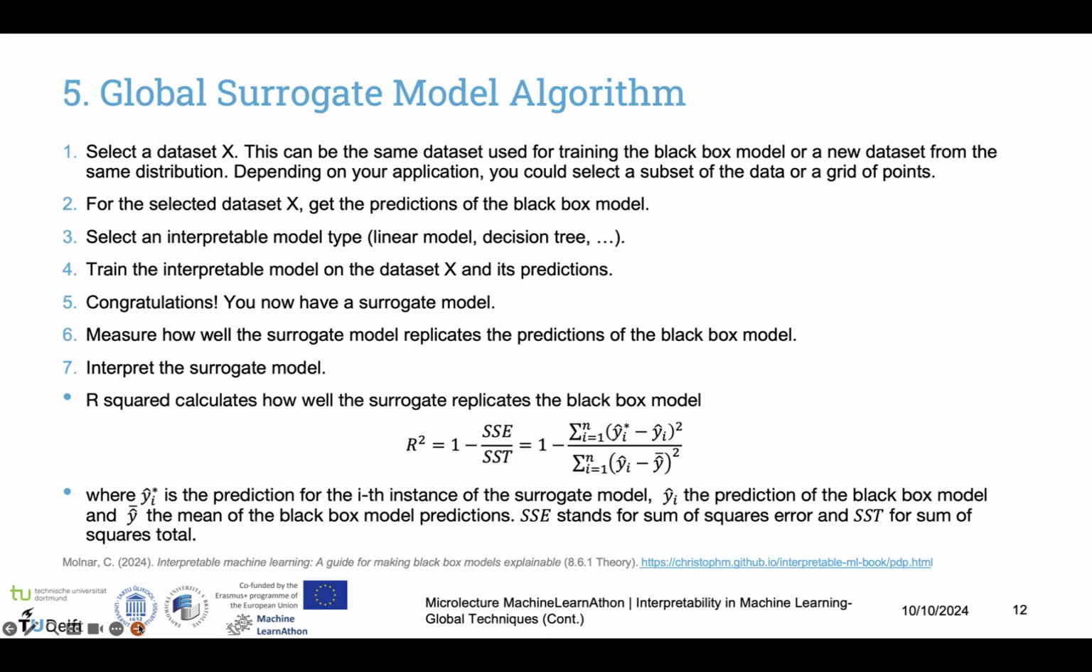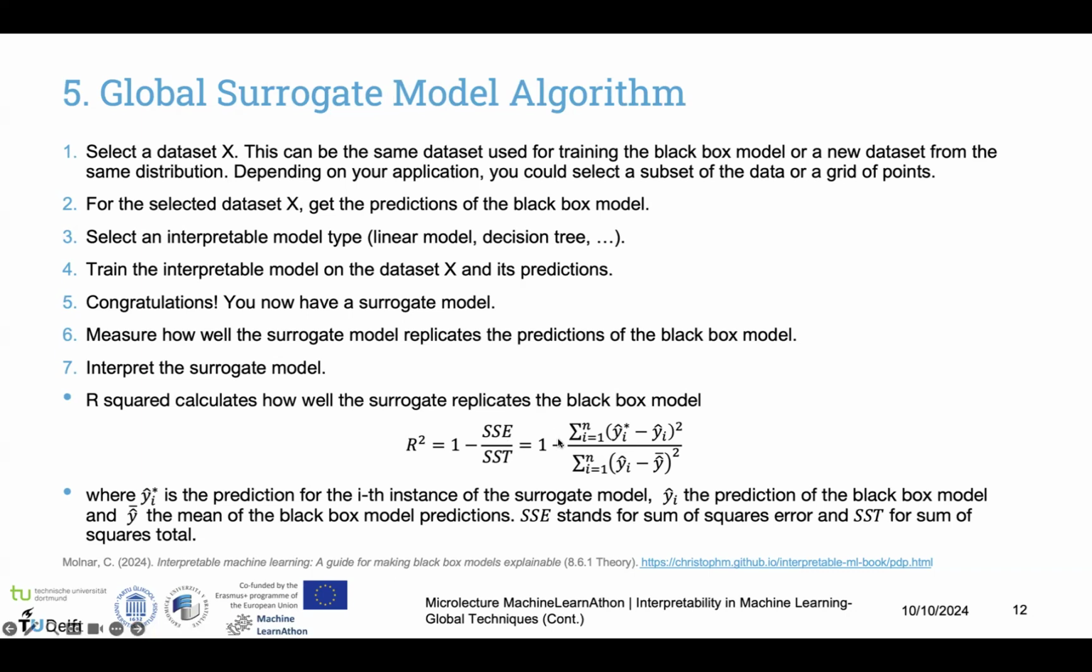But in order to know whether or not the surrogate model is good or bad, we need to understand how well the surrogate model can approximate the behavior of the black box model. To do that, we calculate the R square, which shows us how well the surrogate model can replicate or approximate the behavior of the black box model. So R square is calculated as 1 minus SSE divided by SST. SSE is simply the sum of squared errors, and SST is the sum of squares total.